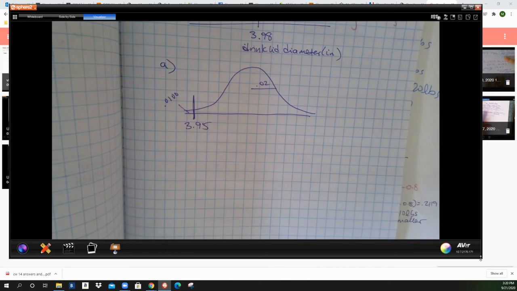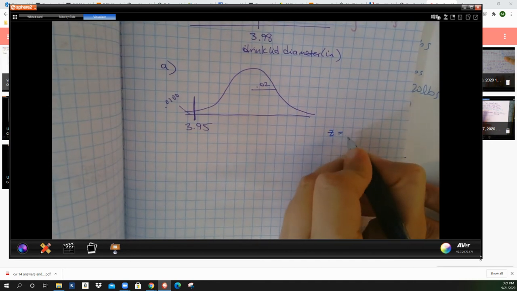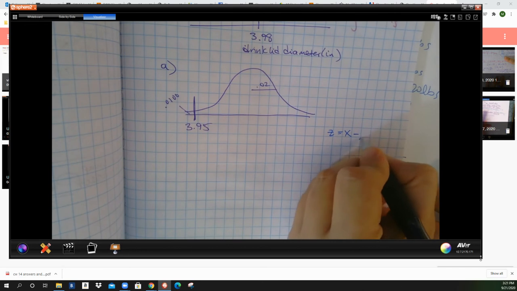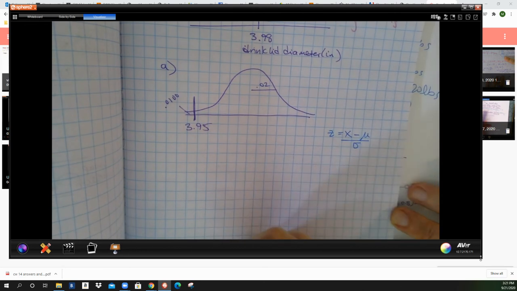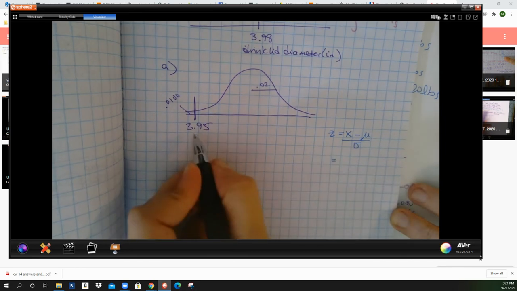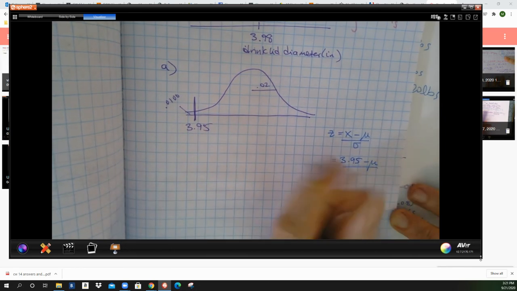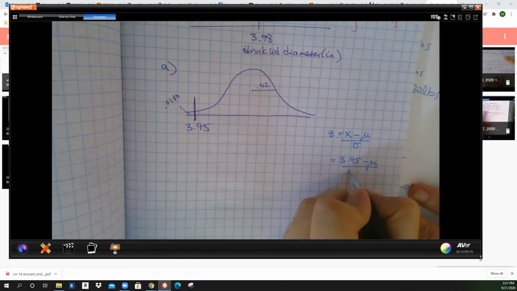So heads up, to do this, you basically want to have enough information in your problem to do a z-score calculation. So the z-score calculation is, you need a z-score, a value that you care about, a mean, and a standard deviation. So at this very moment, we have the x, the 3.95. We are looking for the mean, and they told us to keep the same standard deviation.